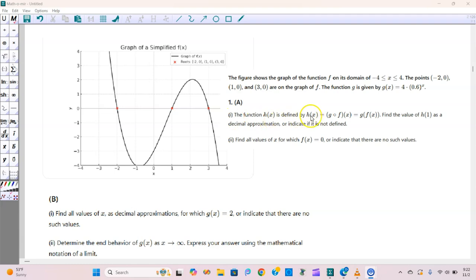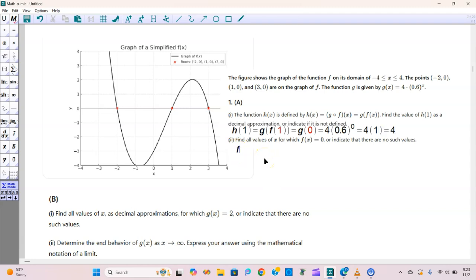The function h of x is defined by the composition g of f of x. Find the value of h of 1. Okay, so let's do that. H of 1 means specifically g of f of 1. Remember, you have to read this from the inside to the outside. So f of 1, if you look here very carefully, is 0. So you're going to have g of 0, and that's the y coordinate from (1, 0) on the graph of f. And then g of 0 is found by doing 4 times 0.6 raised to the 0. So 0.6 to the 0 is 1, so you have 4 times 1, which is just 4.